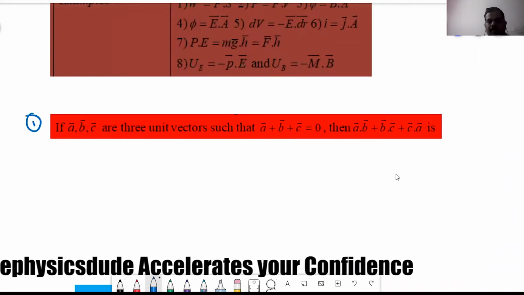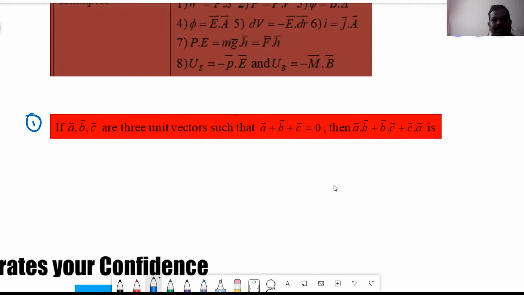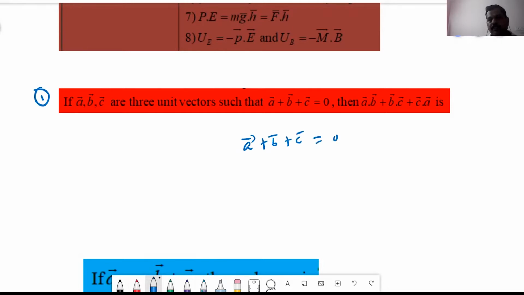So what is this problem? If A bar, B bar, C bar are 3 unit vectors such that A bar plus B bar plus C bar is equal to 0, it is asking the value of A bar dot B bar plus B bar dot C bar plus C bar dot A bar. Okay, let's take this one first. Let's write down: A bar plus B bar plus C bar is equal to 0.